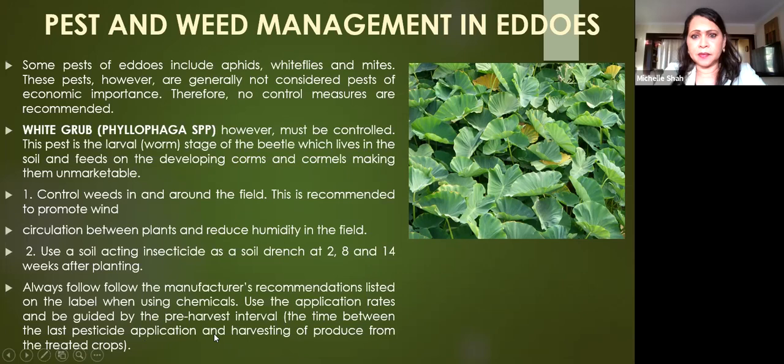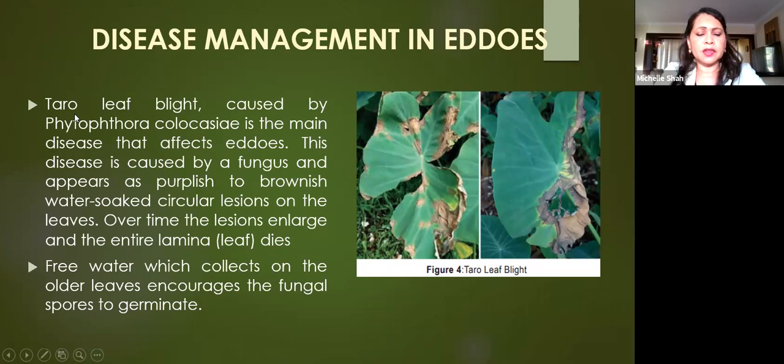Disease management in adults. The taro leaf blight caused by Phytophthora is the main disease that affects adults. This disease is caused by a fungus and appears as purplish to brownish water-soaked circular lesions on the leaves. Over time, lesions enlarge and the entire lamina of the leaf dies. So we see a photo of the lamina of the leaf being affected by Phytophthora. Free water, which collects on the older leaves, encourages fungal growth and fungal spores to germinate.